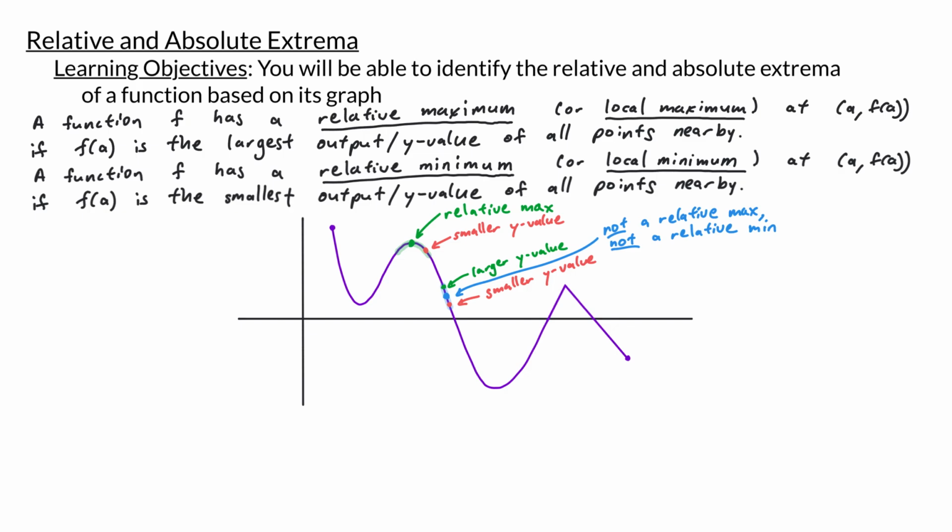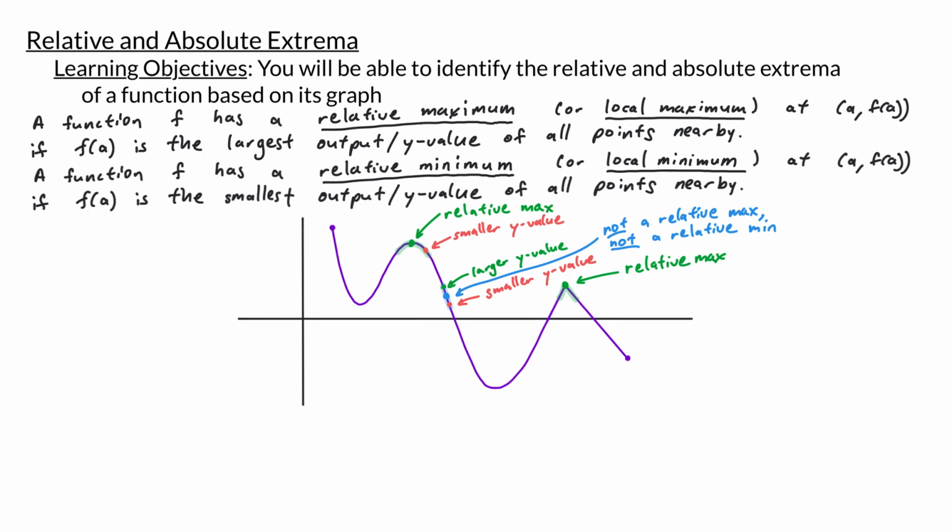Now, another point that's a relative maximum would be this point right here. When we compare this point with some of its nearby points, we see that this green point has the highest y value in this highlighted region. That's why it is also a relative maximum.